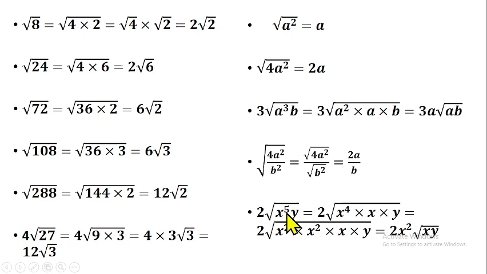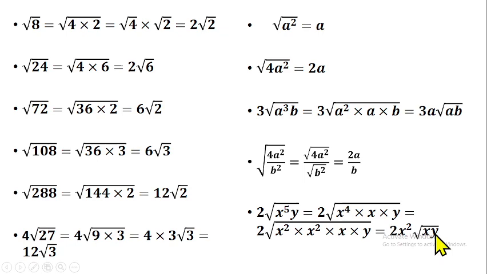We also look for two numbers we can multiply together in terms of x that will give us x raised to the power 5, and one of them is a perfect square. X raised to the power 4 is a perfect square, times x will give us x raised to the power 5. So you can find the root of x raised to the power 4 that will give us x square. Root of x raised to the power 4 will give us what? X square. Then x square times 2 will give us 2x square. Then you cannot find the root of x, you cannot find the root of y. Those are the simplest form. So that means you have x times y left, then that gives us root xy here. So we have 2x square root xy.